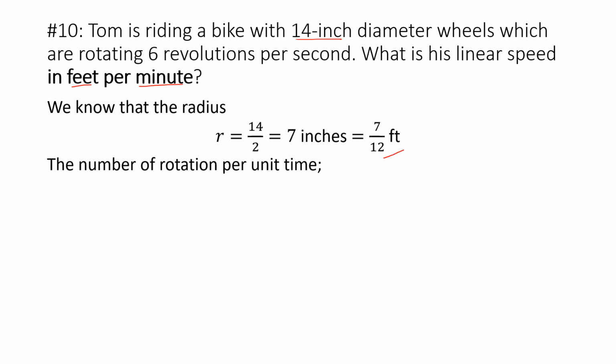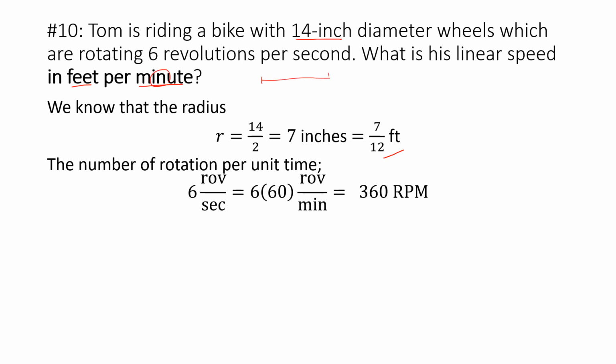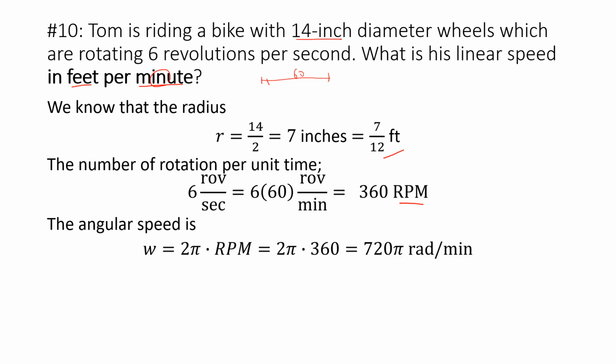Another thing we know is the number of revolutions per unit time. In this case, 6 revolutions per second. But we have to change it to minutes. A minute consists of 60 seconds, right? Each second, 6 revolutions. So in total 1 minute, 6 times 60 revolutions, so 360 revolutions per minute. We are matching the units, right? So first we have to find the angular speed. Angular speed is 2 pi times revolutions per minute. So 2 pi times 360, so 720 pi radian per minute.